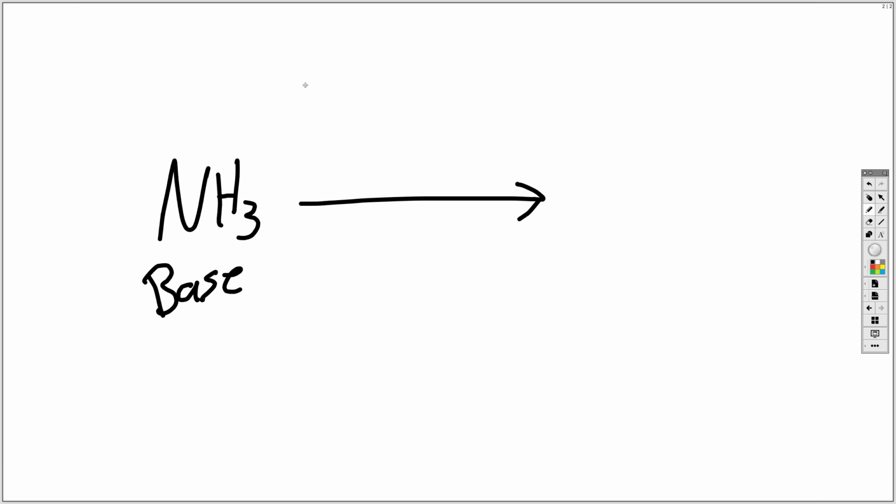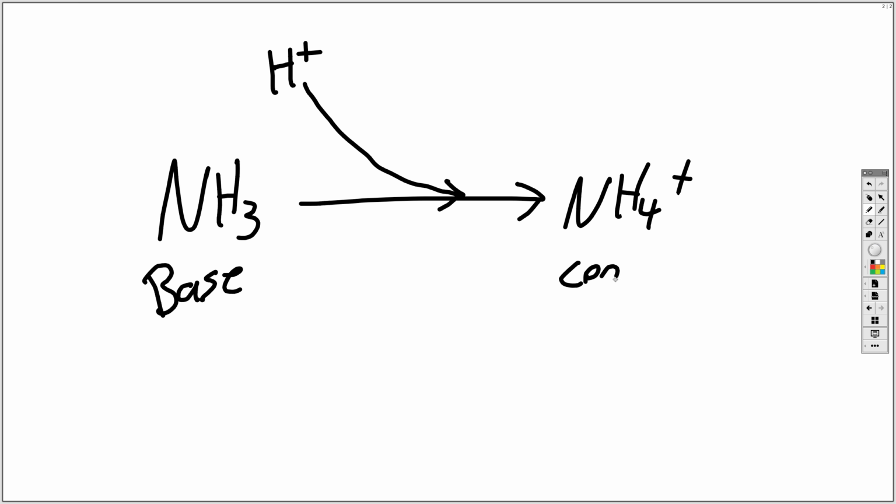Let's try one more. If we start with something like ammonia, and again I call this the base, and I ask for the conjugate acid, just ask yourself, well, what happens when the base accepts its hydrogen? You get NH4+, and this is the conjugate acid.